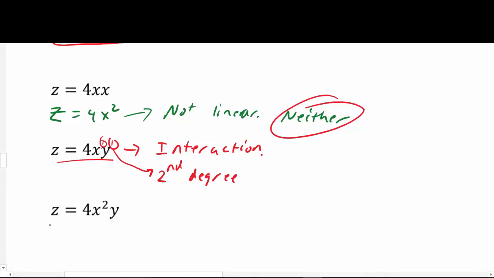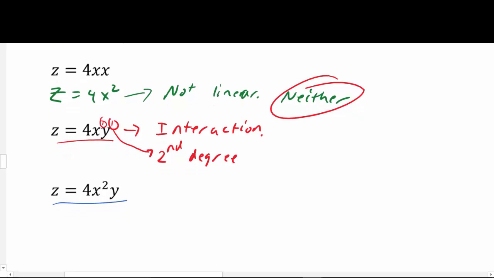All right, so this next one, I want you to try this one on your own. I want you to determine, is it linear? Is it an interaction? And if it is an interaction, what degree is it? Or is it neither? All right, pause the video, give it a shot. All right, here we go. So what have we come up with here? Well, hopefully you came up with it is an interaction because there are two different variables multiplying each other, and it is of the third degree.